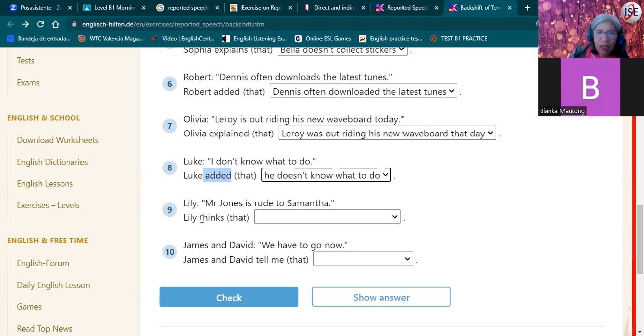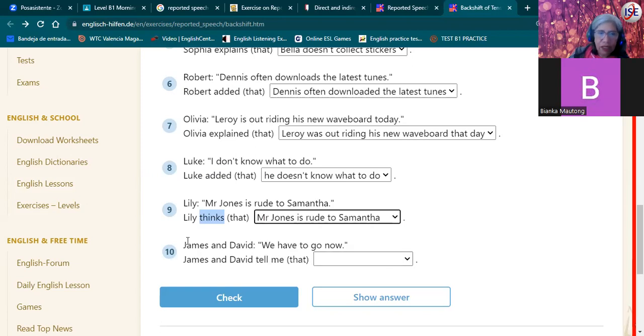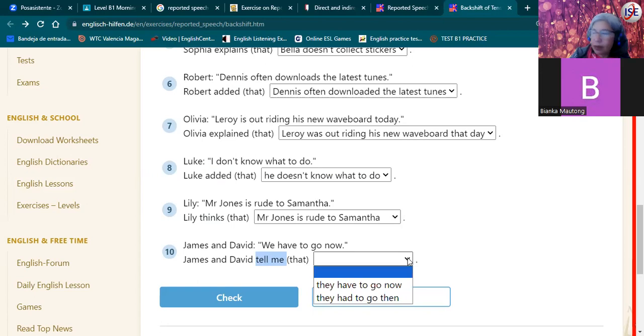Mr. Jones is rude to Samantha. Present tense here. Lily thinks that Mr. Young is rude to Samantha. Okay. And finally, James and David: We have to go now. James and David tell me, present tense, they have to go now.